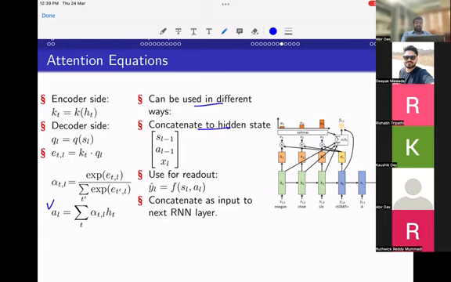One is to concatenate to the hidden state, then use it for readout, and concatenate as input to the next RNN layer. So this is generating the output. Another is concatenating to the hidden state from the previous time step. So these are basically the summary of what we discussed till now.